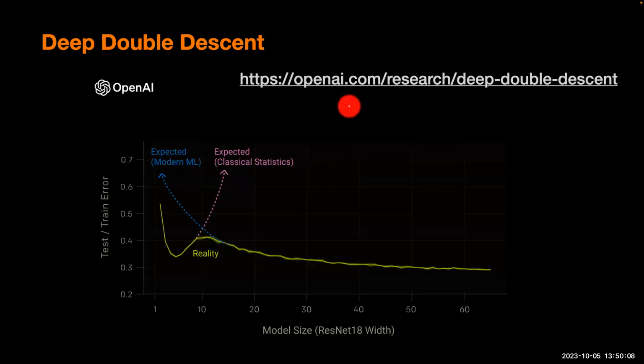This is a very nice blog post from OpenAI. If you look at the x-axis as the complexity of the model, think about polynomial. This will be the degree of the polynomial, and the y-axis here is the loss. You would expect in classical machine learning, as you increase the order of the polynomial, you will tend to fit better and better until you overfit. Then you get bad results, right?